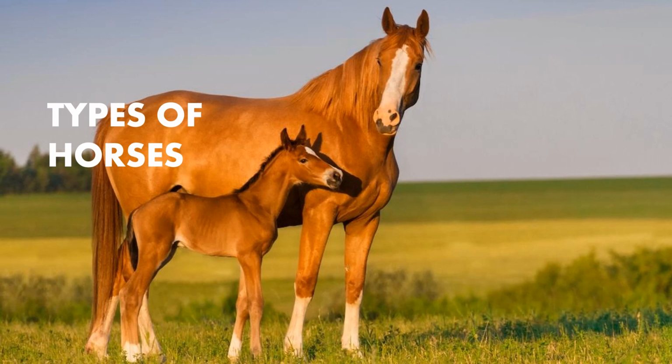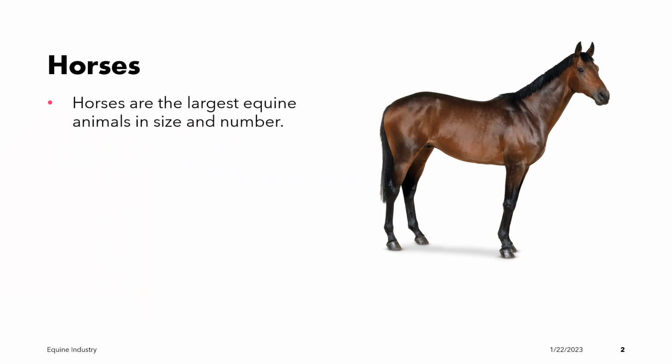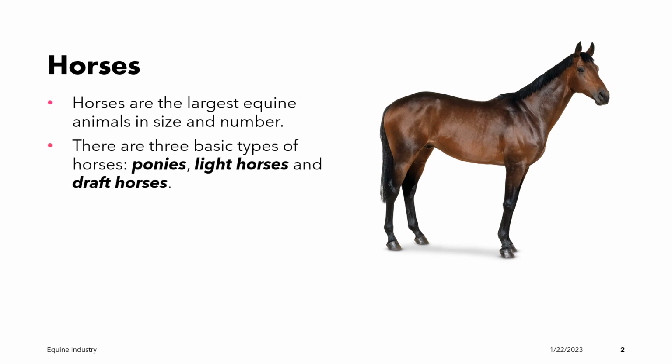The next part of our lecture will be about the different types of horses. Horses are considered to be the largest equine animals in terms of size and number. They can be grouped into three types based on their weight, their body build, and their height. These are the ponies, the light horses, and the draft horses or the heavy horses.